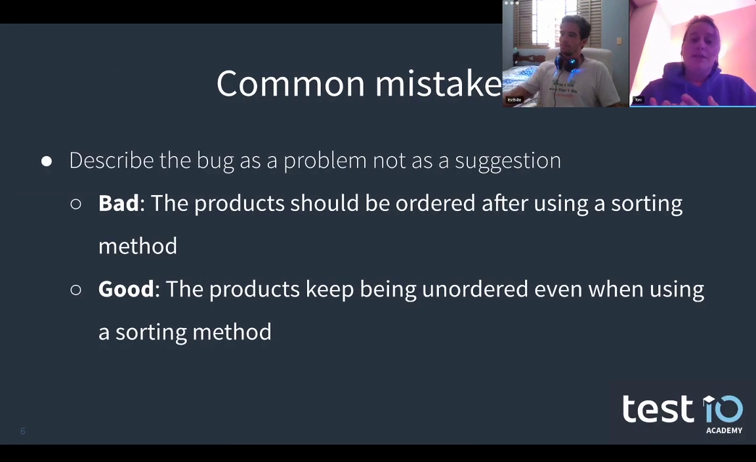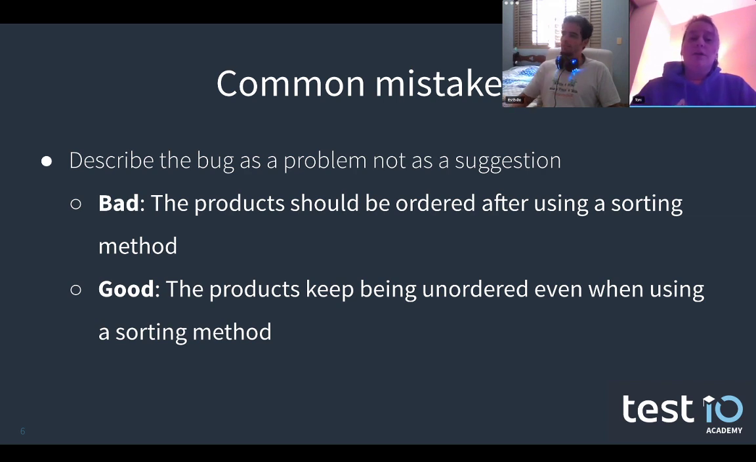There are some common mistakes in bug reports. So don't write your title as a suggestion. Write the real problem. Bad would be to write: the product should be ordered after using the sorting method. The good title would say: the products keep being unordered even when using a sorting method. So always state the problem.